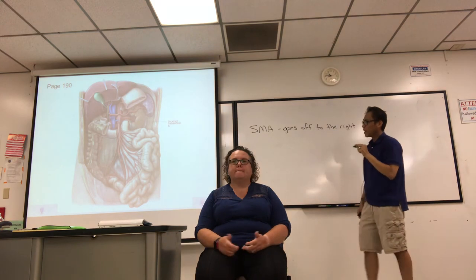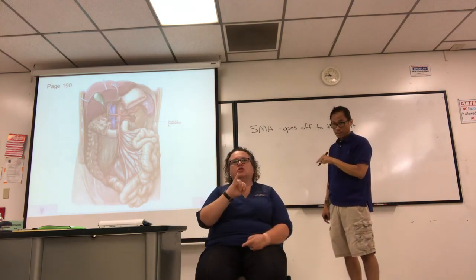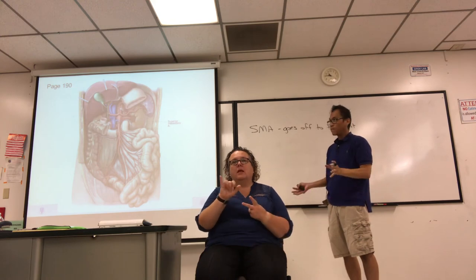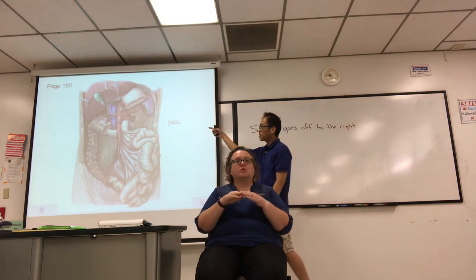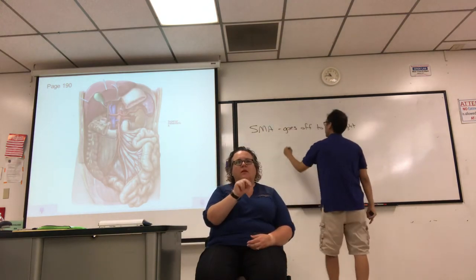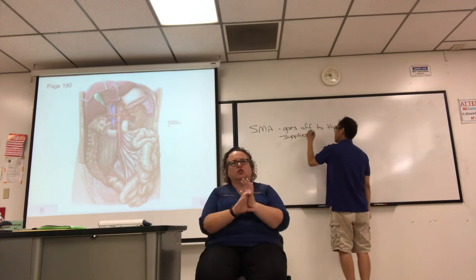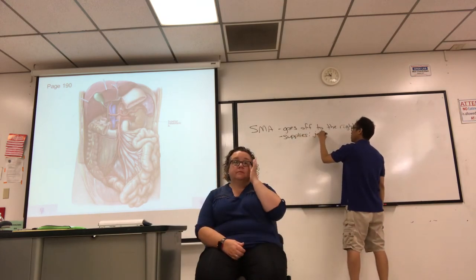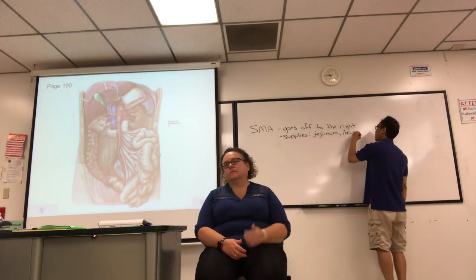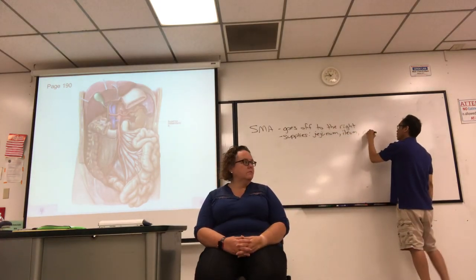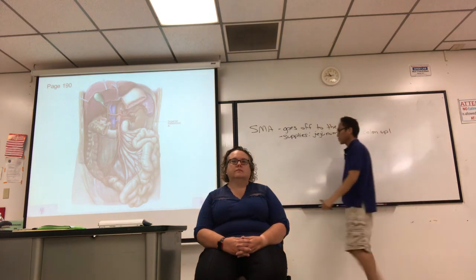It basically supplies blood to the jejunum, to the ileum, and to all of the colon up to the left colic flexure, although you can't see that in this picture. Supplies jejunum, ileum, colon, up to left colic flexure.